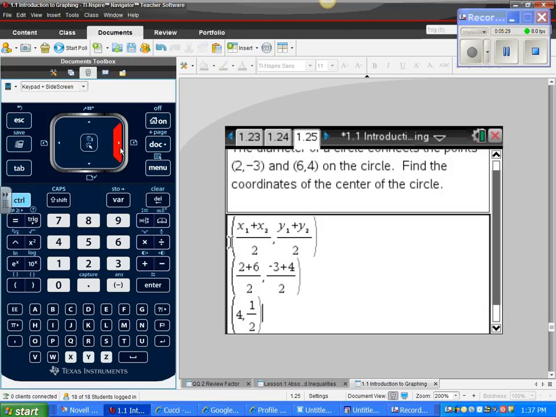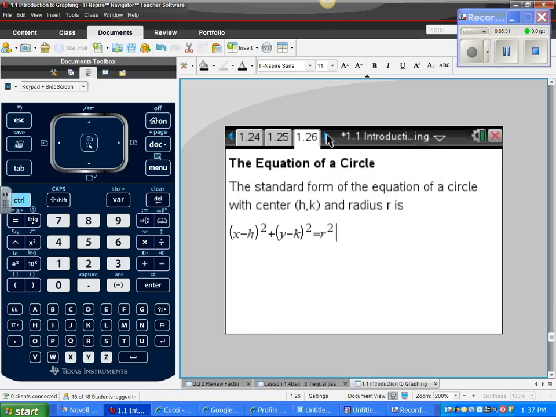Okay, so now let's start talking about some circles. Equation of a circle, and we did this last year, so again, review. Standard form of the equation of a circle with center (h, k) and radius r is the quantity x minus h squared plus the quantity y minus k squared equals r squared. Again, (h, k) is your center.